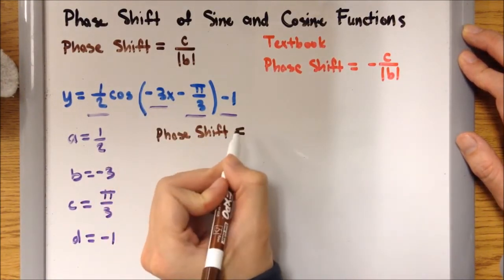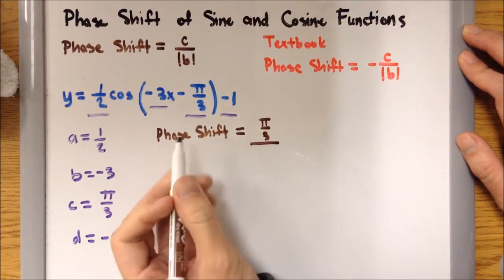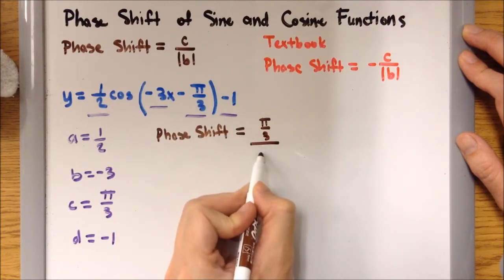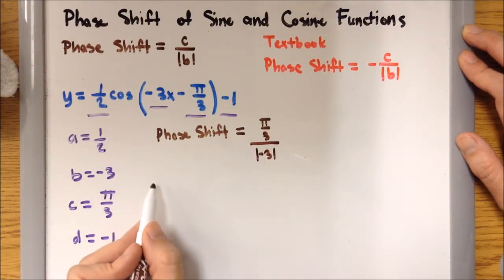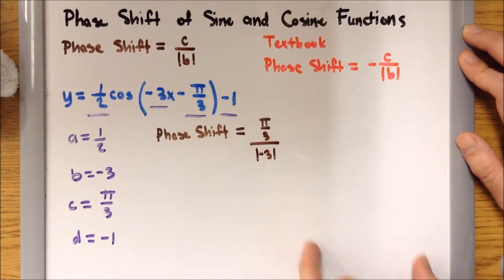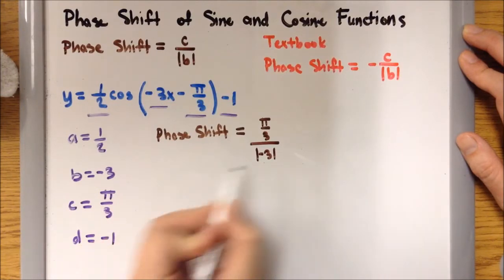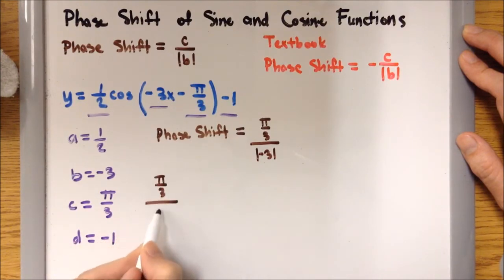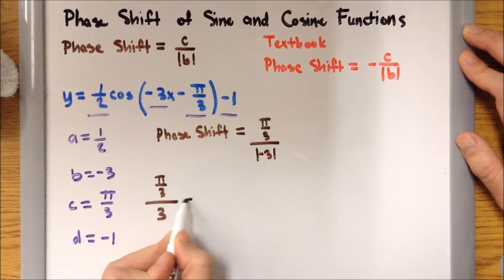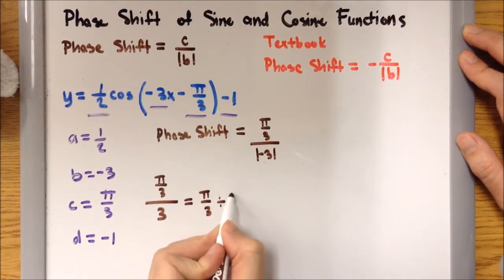is C, so it's going to be pi over 3 over the absolute value of B, so negative 3 inside the absolute value. Alright, so I'm going to write it right here. Since I'm running out of space, I want to save this room for this work. Alright, so when we do the absolute value of negative 3, it will be pi over 3 over positive 3. Alright, so I have a fraction within the whole fraction. So I'm going to rewrite it as a division. So pi over 3 divided by 3.